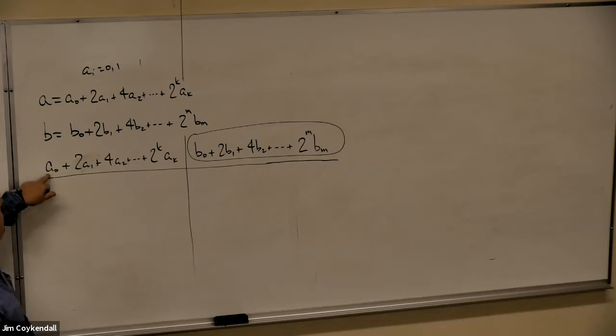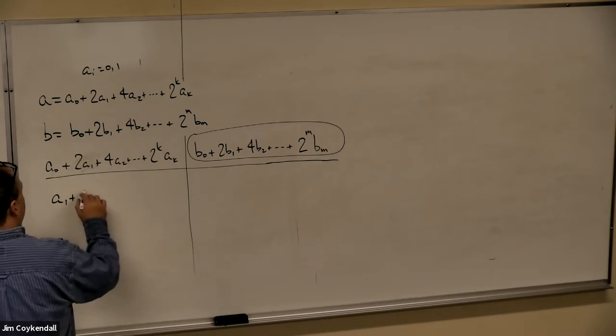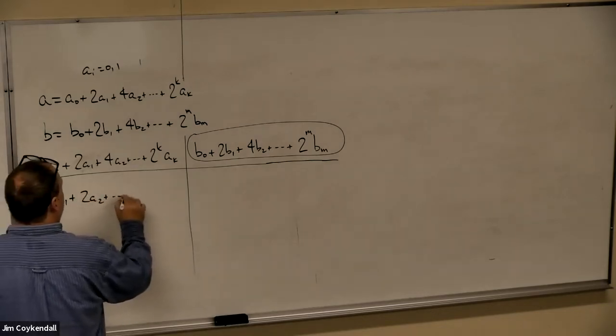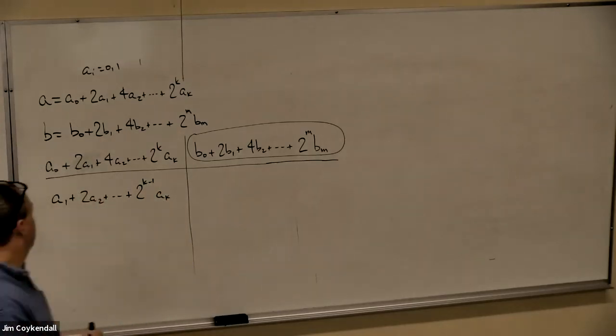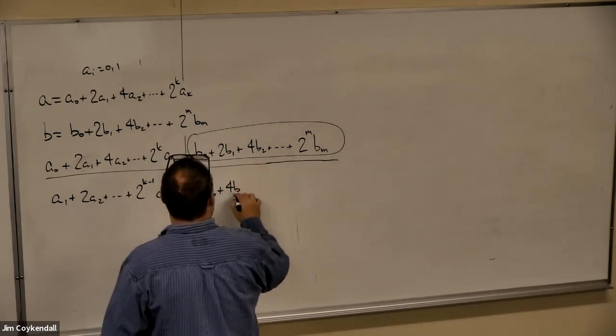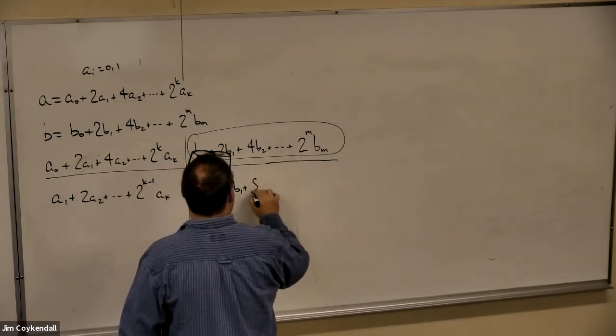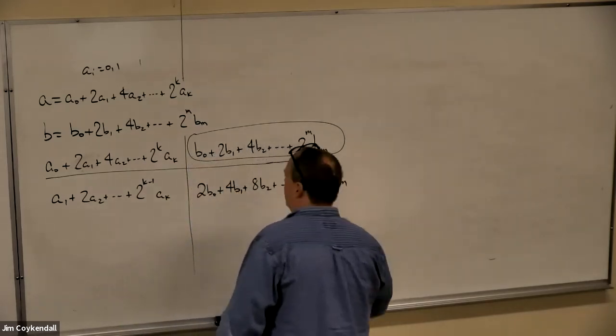Well, your remainder is going to be 1 if this is 1, and it's going to be 0 if this is 0. And so what you're going to get when you have this out, dropping the remainder, is A1 plus 2A2 plus 2 to the k minus 1 AK. And you double this, so this is 2B0 plus 4B1 plus 8B2 plus 2 to the n plus 1 BN.